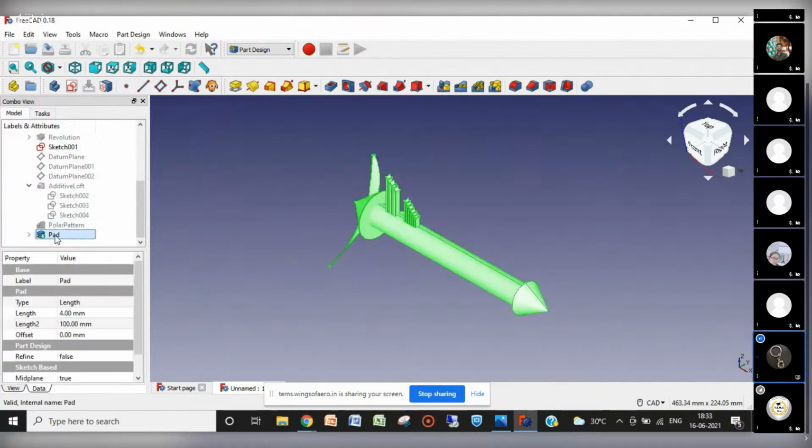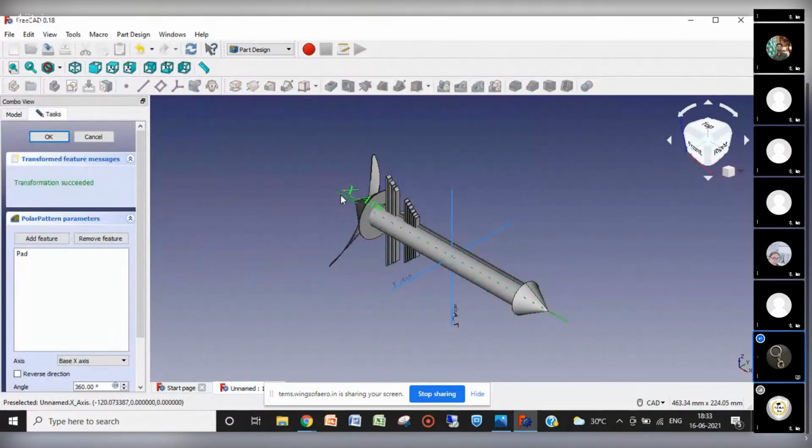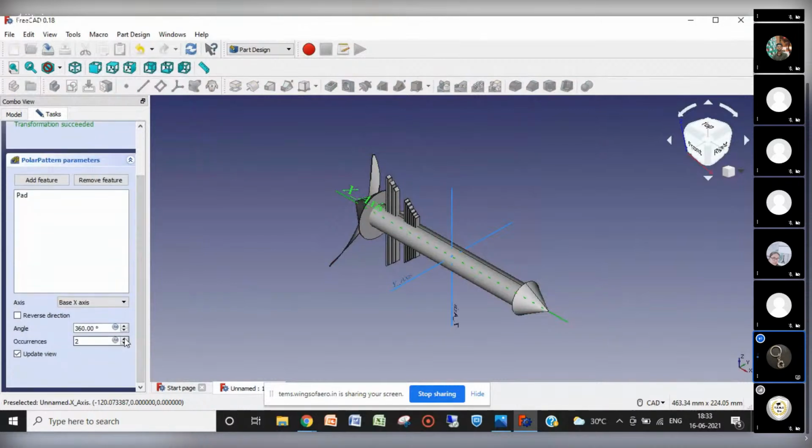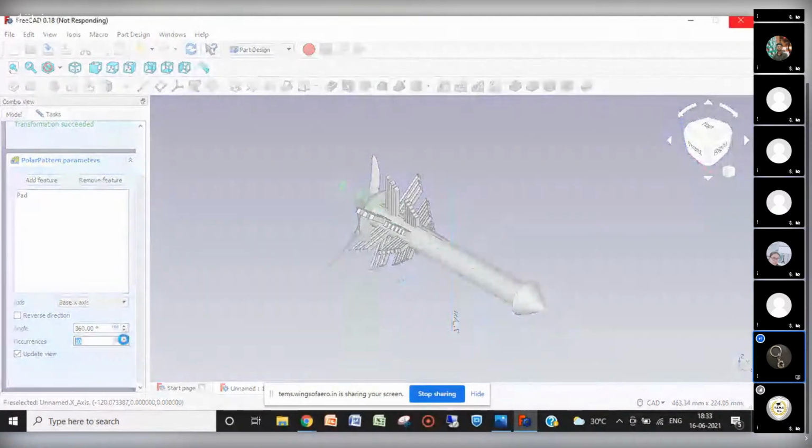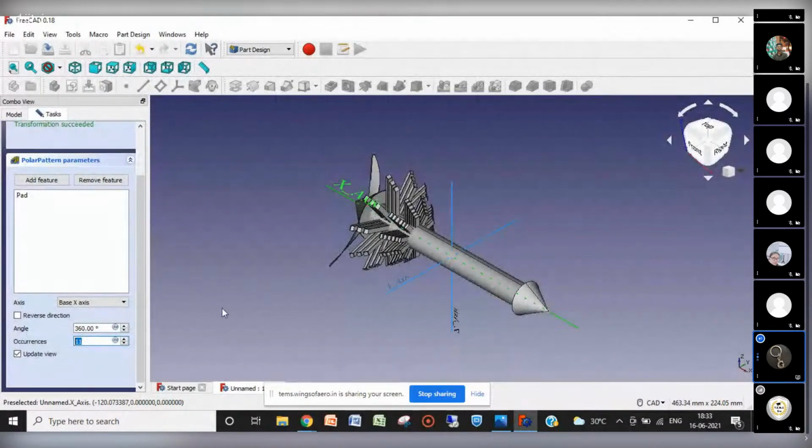Then select this pair and make it polar rotate about this axis, and now increase the number of blades. Here you will get number of blades. This polar command takes a little bit more time, and it could make it hang for a few seconds or for a few minutes, because this software is very space consuming.